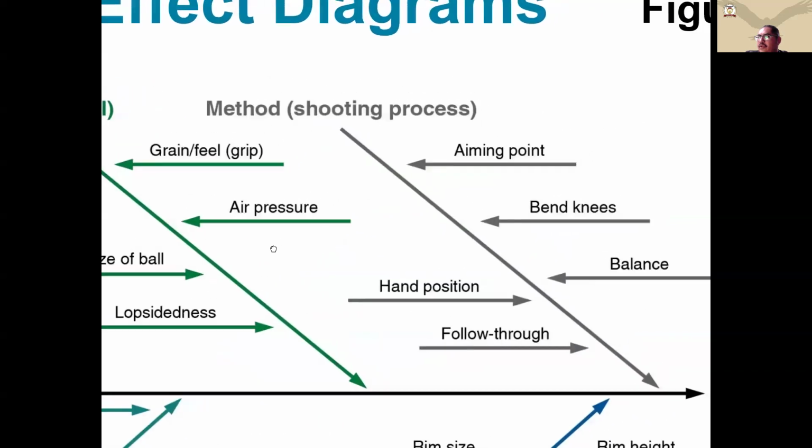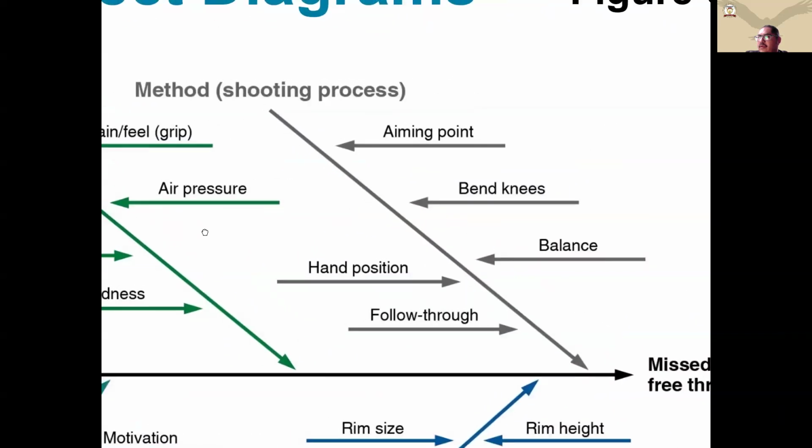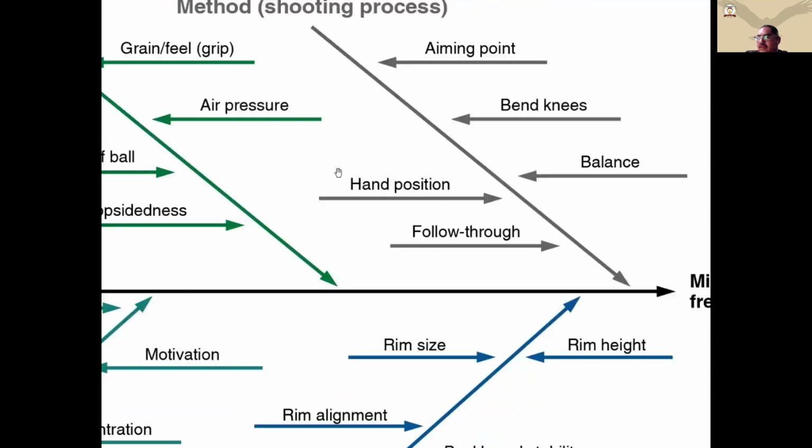We could also look at method. How do you go about doing your shooting? Do you aim first? Do you bend your knees? How do you position yourself? How do you follow through when you shoot the ball? That would be the method.